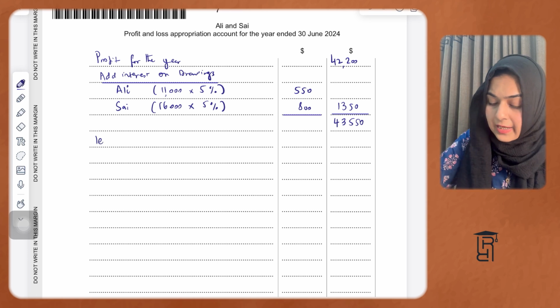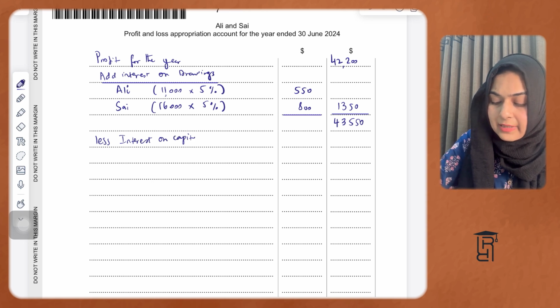43,550. Then I'm supposed to subtract certain things, so less interest on capital, because interest on capital is given to the partner. So I'll write here less interest on capital.